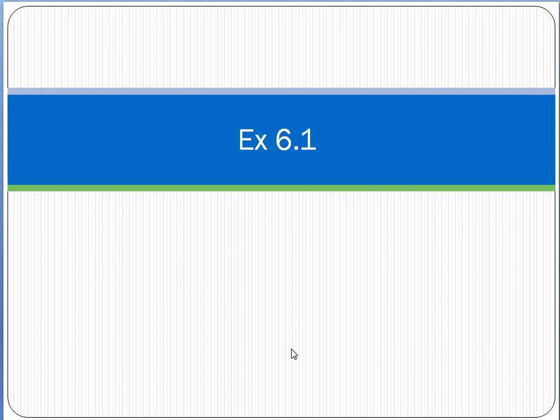Now in exercise 6.1 we have done 2 sums in the last class. Now I will do the other sums in the same exercise 6.1.